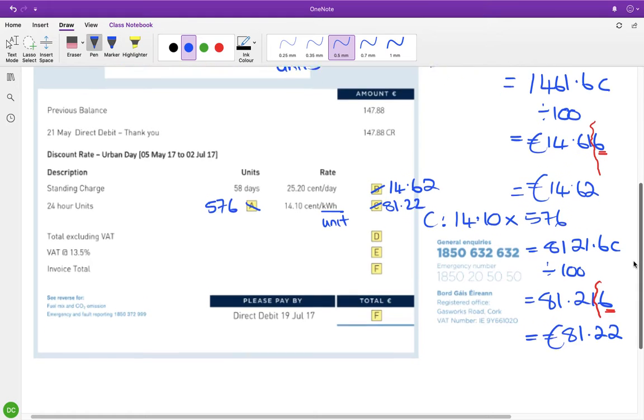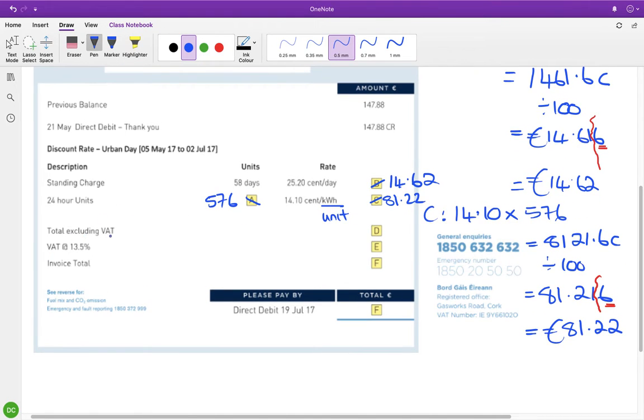Okay. Next then is the total excluding VAT. The total basically just means you add up. So to get the total, you add up your standing charge plus your unit charge. So it's this one and this one added together. In our example, it's 14.62 plus 81.22. So that makes a total here of 95.84 when you add the two of them up.